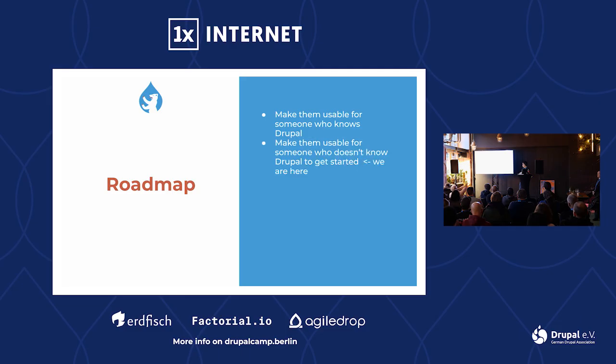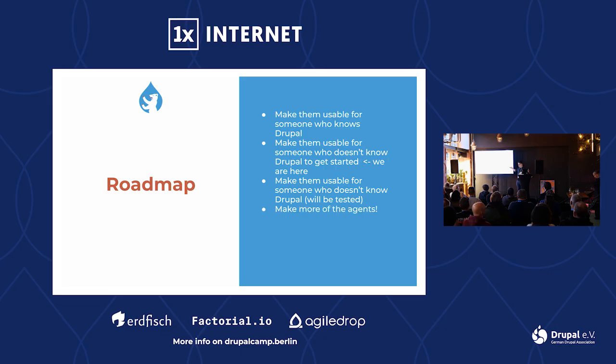Roadmap is basically make it usable for someone who knows Drupal. There we are already, so you can start using it. If you know Drupal, you know how to actually do the instructions here. You know how to verify everything. Make them usable for someone who doesn't know Drupal to get started. We are probably there as well. So you can get 60% out of the fields that you're thinking about and so on. This is what they're going to test in Edinburgh now, if you actually can make everything you want out of them.